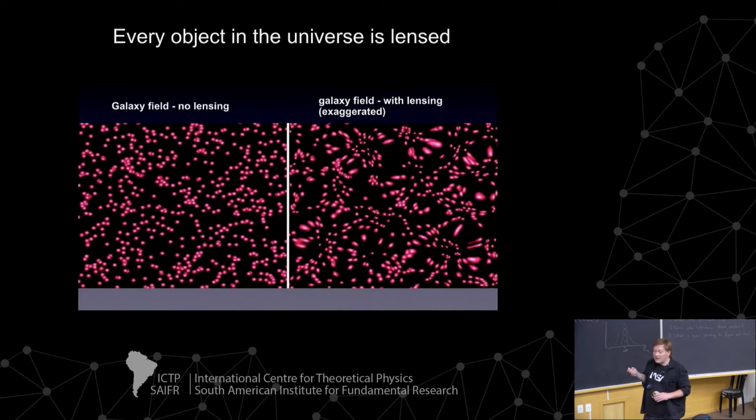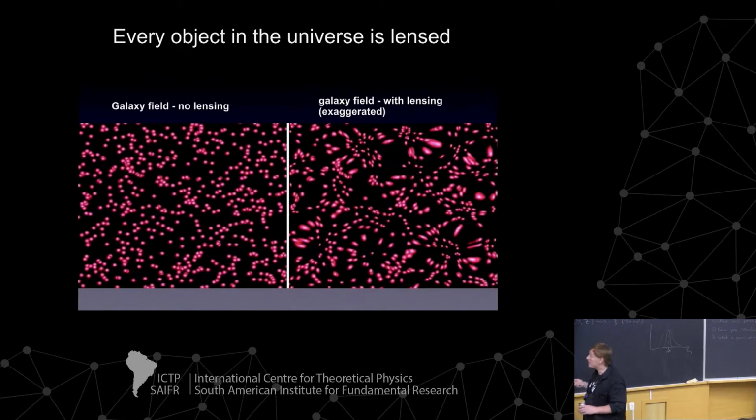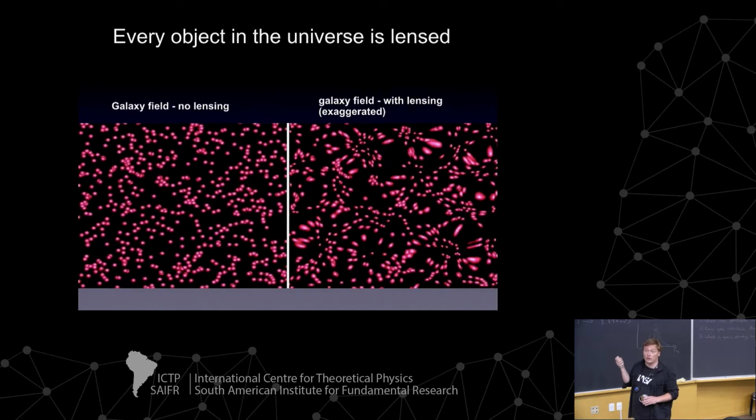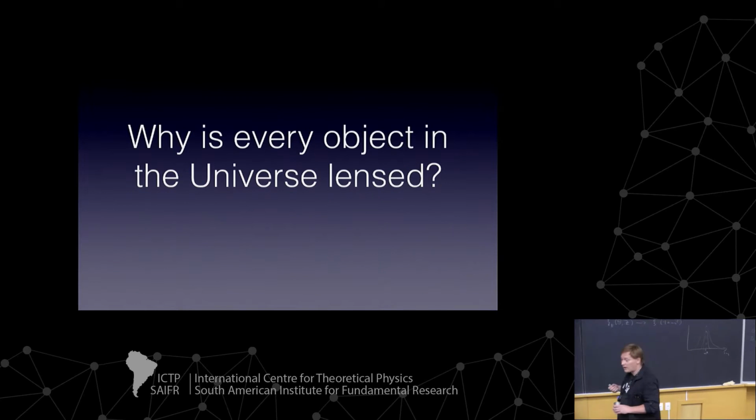So the takeaway here really is that every object in the universe is actually lensed. And this is a depiction of what happens if you have a galaxy field without lensing. It's just a toy simulation. And then if you turn on some exaggerated version of lensing. So everything in the universe is lensed. And why is that? Just a quick question. Why is everything lensed? There's not a cluster everywhere.